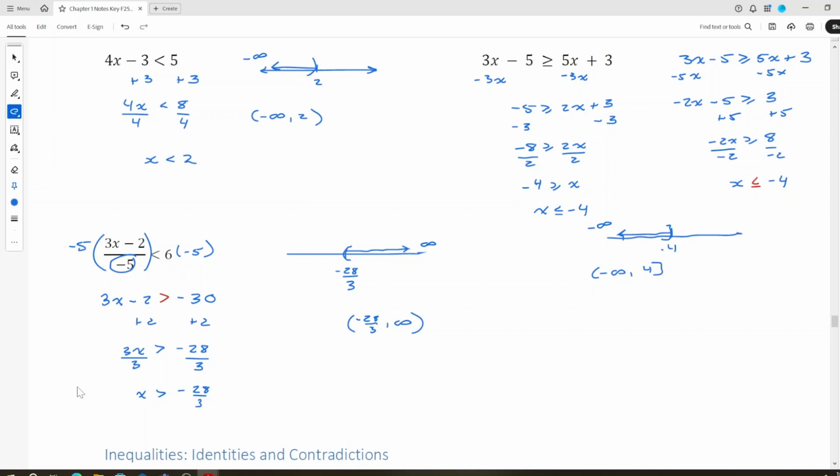So if you are checking that value, even though it won't make your inequality true, you could plug in 3 times -28/3, which would just be -28. Minus 2 is -30. And then -30 divided by -5 is 6. So that's just a way of checking that your boundary number is correct, even though it won't make the, I'm doing air quotes, but you can't see them, inequality correct.